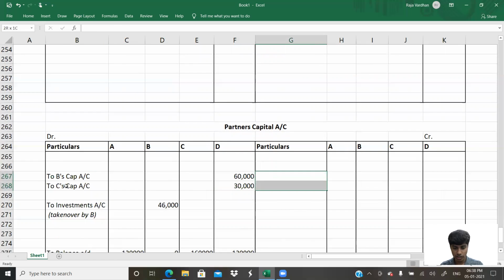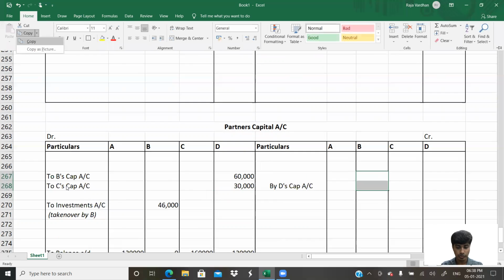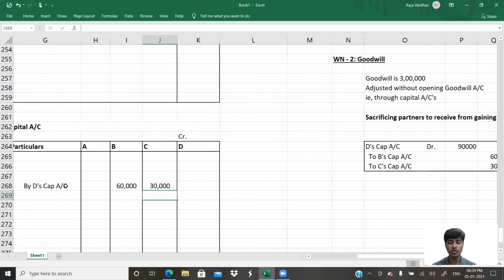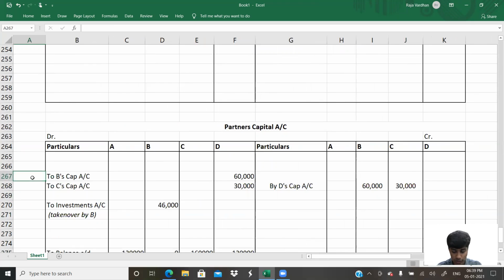Against the same thing, what I'm supposed to do is write by this capital account. And what is happening? Whose capital is increasing? Not A. B's capital will increase. How much is the amount? 60,000. B's capital will increase. And 30,000, C's capital will increase. D should bring in 90,000 towards this. So this entire thing what I wrote now is goodwill adjustment. Do you guys get this? So this is goodwill adjustment, working note number 2.